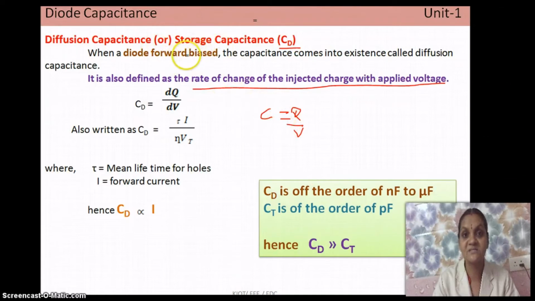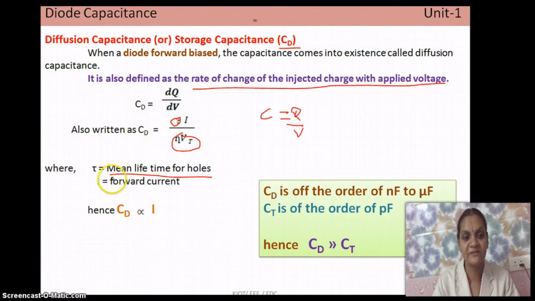Since this capacitance changes with respect to the voltage, we represent it by dQ by dV, the change of charge with respect to the change in voltage. This can also be written as tau into I by eta into Vt, where tau is the mean lifetime for holes, how long the holes can survive. This is a constant. Eta is again a constant, for silicon it is equal to 2. Vt is the temperature equivalent of voltage, again a constant. So these are all constants.